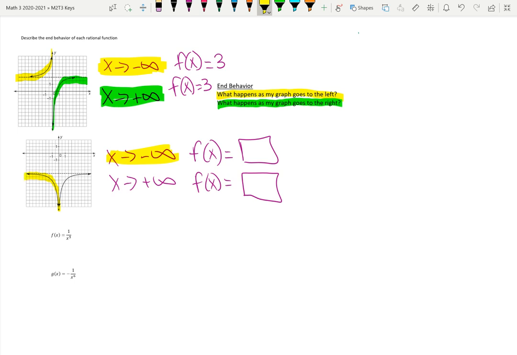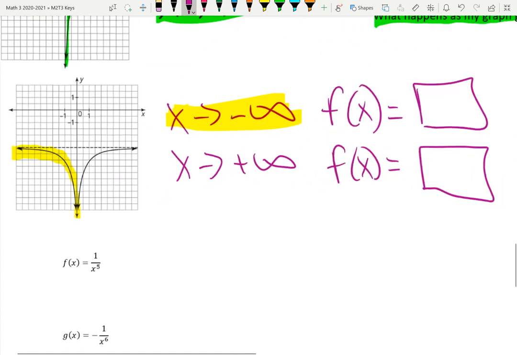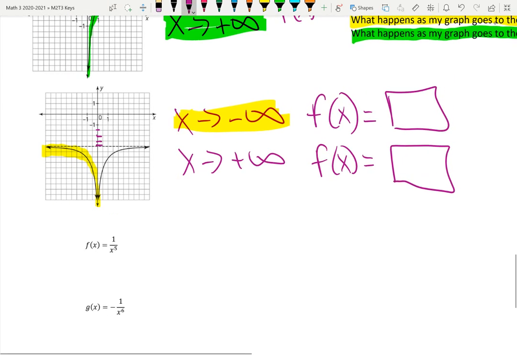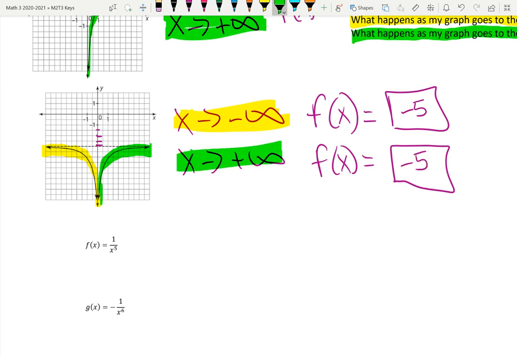Well, the asymptote is at -5. You zoom in and count yourself. So, -5. Likewise, as this graph is approaching to the right, it is approaching -5 as well. It will not always be the same.